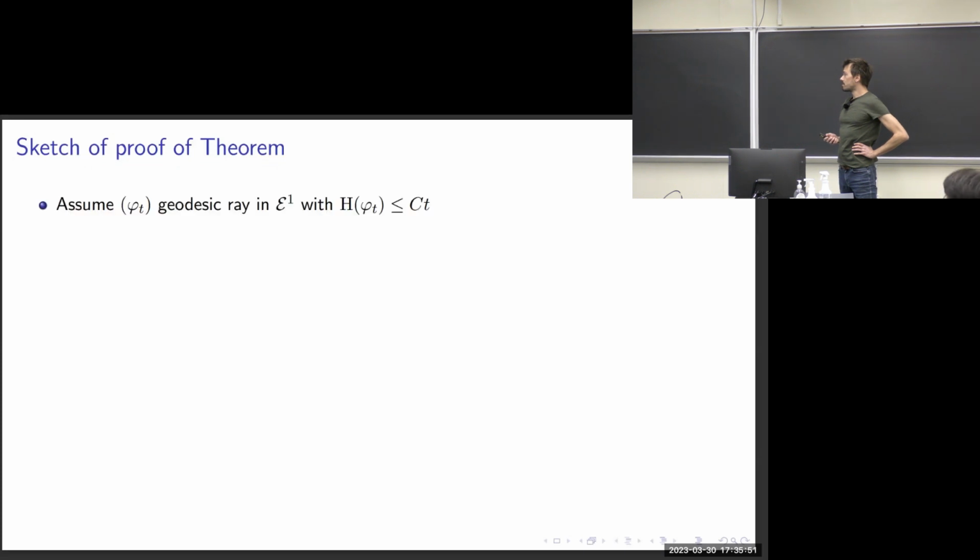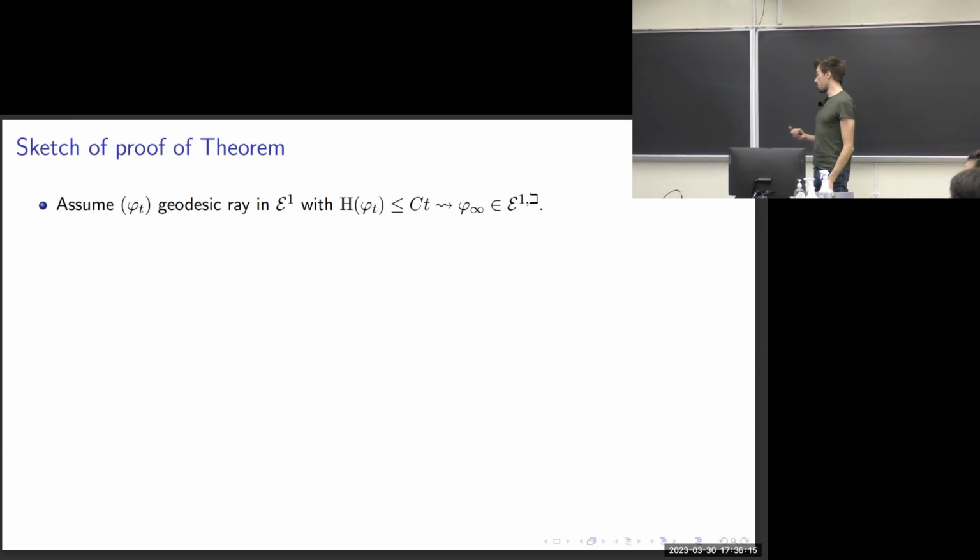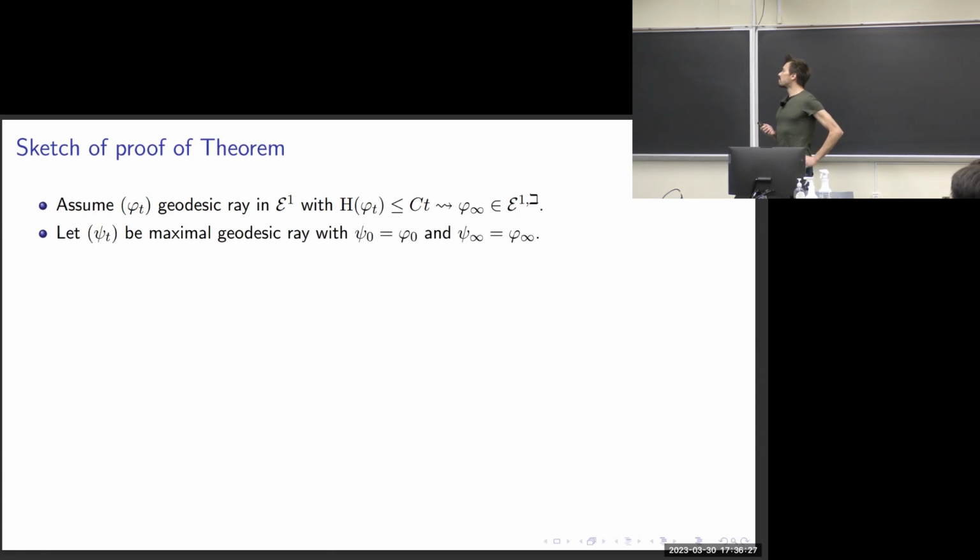Okay, so let me give you an idea of the proof of Chi Li's result. That's kind of nice. So you take a geodesic ray in E1, along which the entropy grows at most linearly, and you want to show that this ray is maximal in the sense that it's really the one that is determined by the non-Archimedean data. So this ray determines at any rate some non-Archimedean potential of finite energy, phi infinity, and you denote by psi t the maximal ray that corresponds to the same boundary data, phi zero, phi infinity.